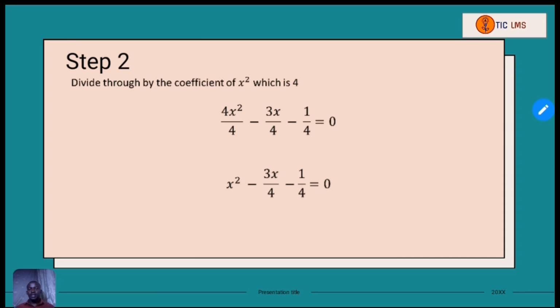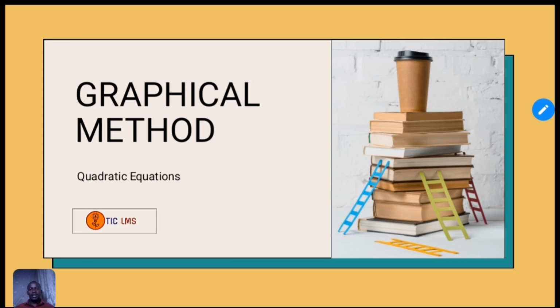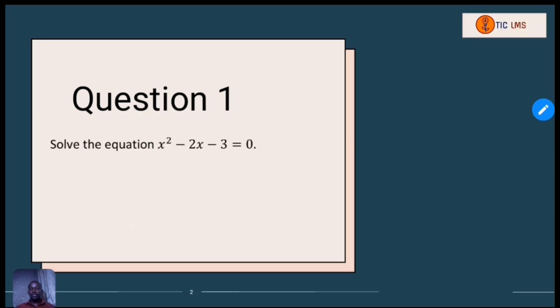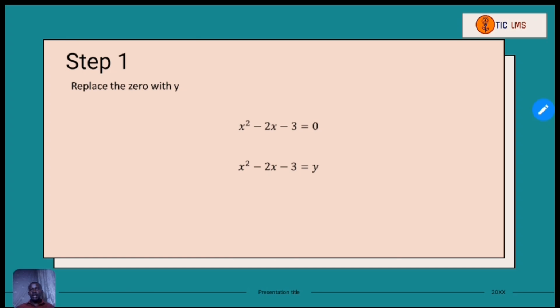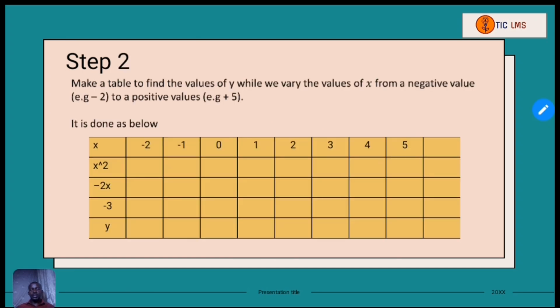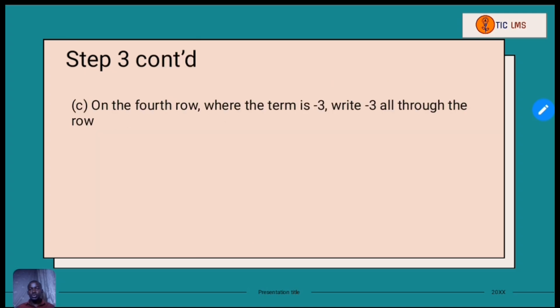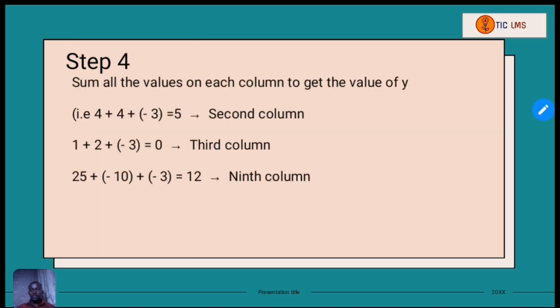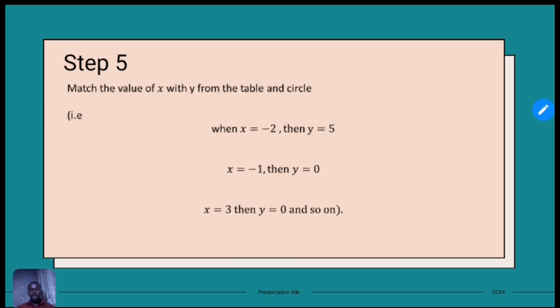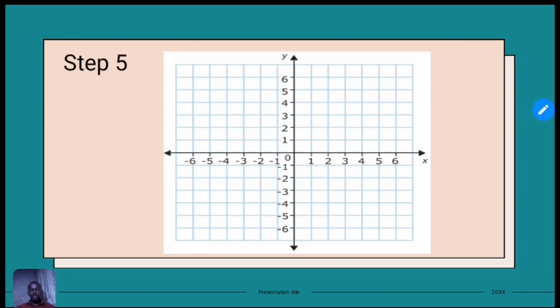And lastly, we considered graphical method in solving quadratic equations. We looked at several examples where we used the graph. Here is an example of a question, and here is the step-by-step process by which we used to solve this question. So you put up a table, put up your graph, and then you draw your graph.